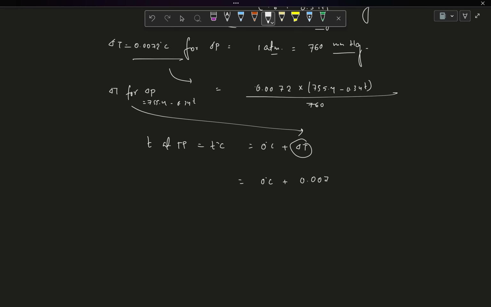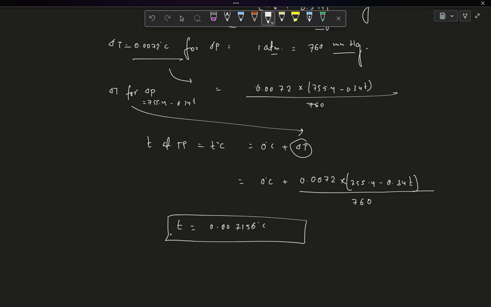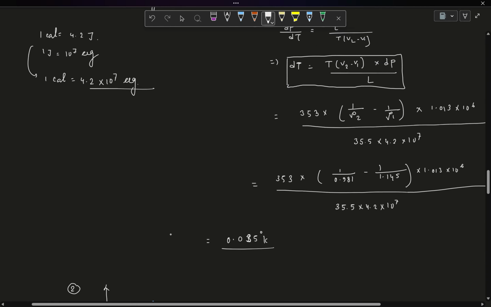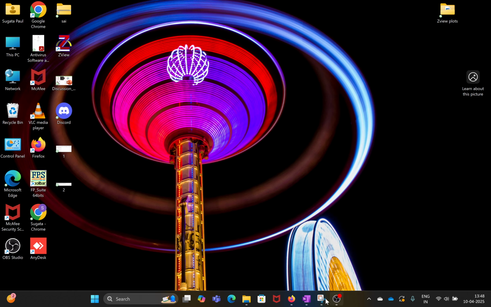So this is 0.0072 into 755.4 minus 0.34 T divided by 760. So your T becomes 0.007156 degrees centigrade. So this is the final answer. You can check that this is the answer you are getting.